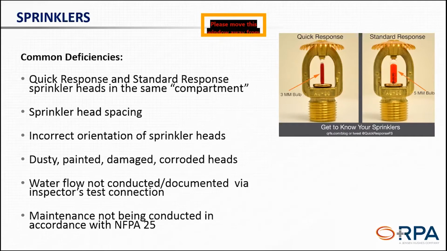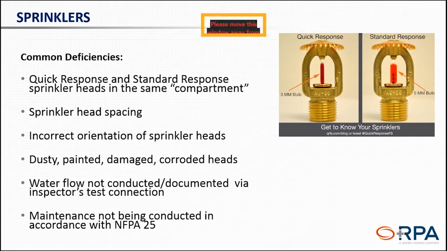Sprinkler head spacing. If you're going to move around a room or you're going to turn two rooms into a single room or something of that nature, sometimes we can get sprinkler heads that are too close together. And how close is too close? Well, 6 feet is the magic number. So you want to make sure you're keeping your sprinkler heads greater than 6 feet apart.